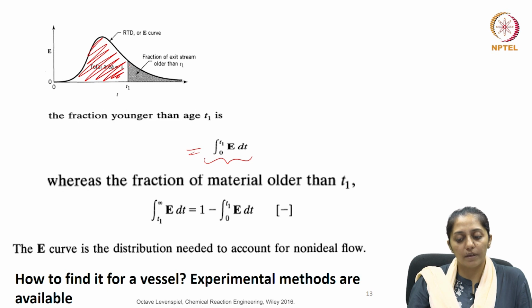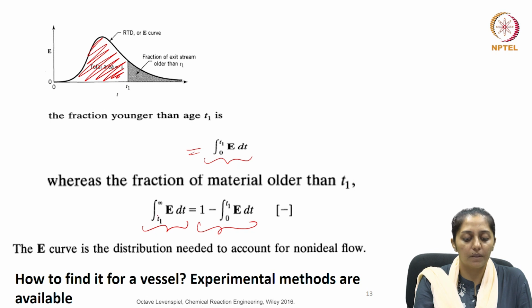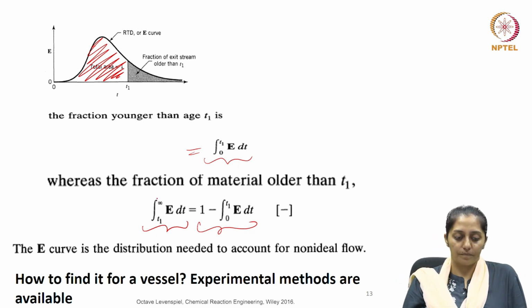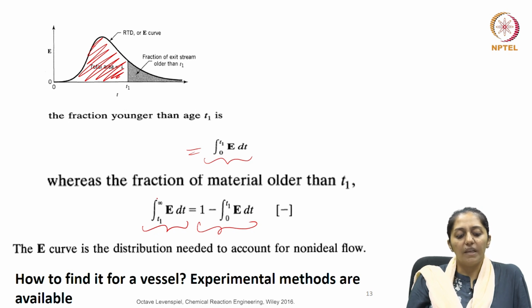So, the fraction older than t1 would be 1 minus the integral from 0 to t1 of E dt, which is the same as the integral of E dt with the time limits of t1 to infinity. So, the E curve is the distribution needed to account for the non-ideal flow. Now, how to find it for a vessel?